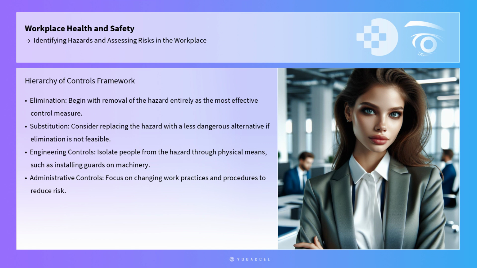To effectively manage identified risks, organizations can adopt the hierarchy of controls framework, which prioritizes risk control measures from most to least effective. This hierarchy begins with elimination, which involves removing the hazard entirely. If elimination is not feasible, substitution may be considered, which involves replacing the hazard with a less dangerous alternative. Engineering controls are the next priority, aimed at isolating people from the hazard through physical means, such as installing guards on machinery. Administrative controls focus on changing work practices and procedures to reduce risk, while personal protective equipment is considered the last line of defense.